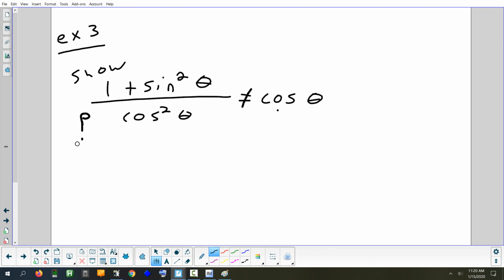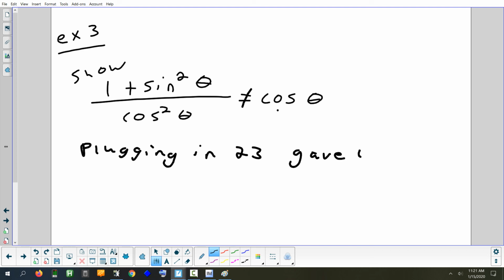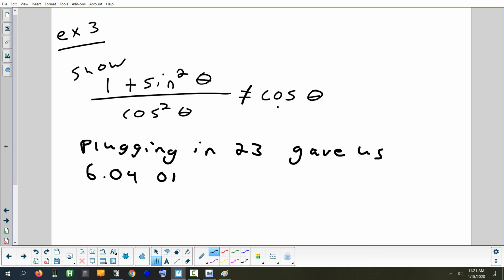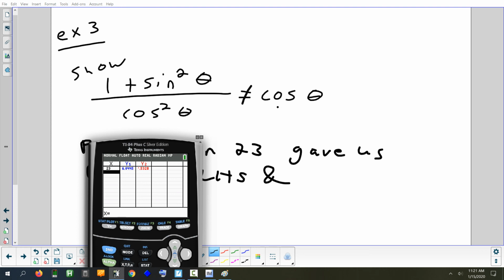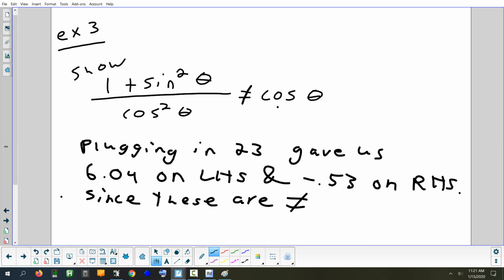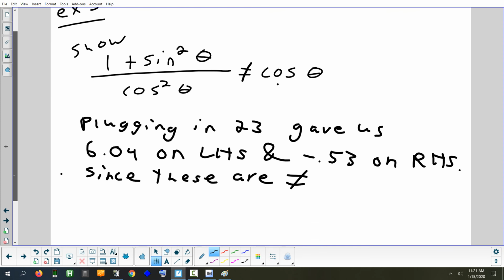So plugging in 23 radians. Again, it doesn't matter. You basically pick anything. Don't pick anything special. Like I wouldn't do pi. I wouldn't do pi over 2. Just something random. Plugging in 23 gave us 6.04 on the left-hand side and negative 0.53 on the right-hand side. Since these are not equal, this proves what's on the left and what's on the right is not equal. You could just say this is a counterexample.